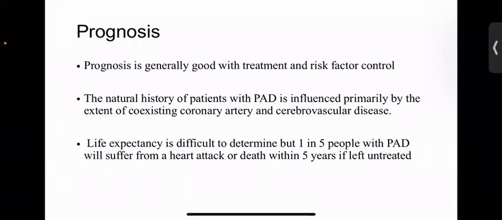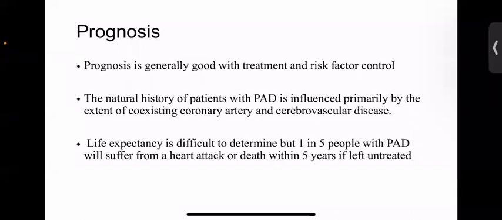The prognosis is generally good if treatment is initiated early and then risk factor control is optimal. The natural history of patients with peripheral artery disease is influenced by the extent of coexisting coronary artery disease and then cerebrovascular disease. This is because of the continuum in the vascular tree. So if you have an existing stroke or an existing coronary artery disease, and then you have a peripheral artery disease, your general risk of death in 5 years is seen to be around 15 to 30%.